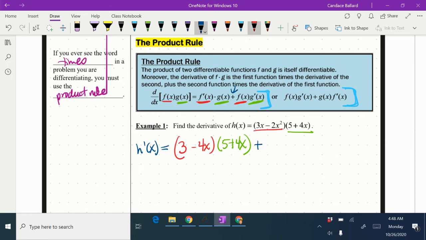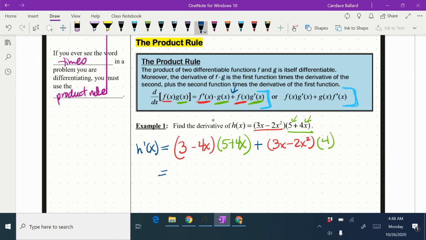Then I'm going to keep the red function the way it is, so 3x minus 2x squared. I'm going to take the derivative of my green function. The derivative of 5 would be 0. The derivative of 4x would be 4. I am going to go ahead and simplify it. It depends on the problem; you may or may not have to actually do that.